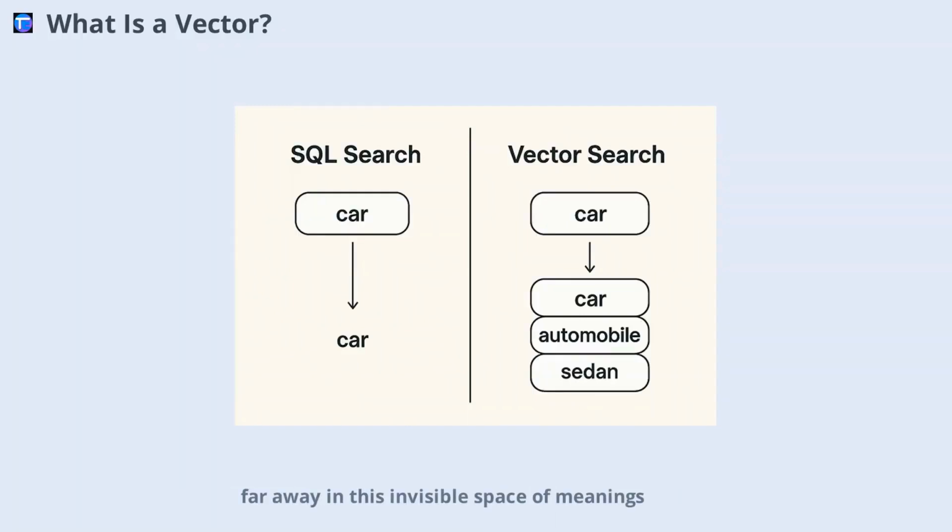On the other hand, car would have a very different vector, far away in this invisible space of meanings. Think of it like cities on a map. Some are close, some are far apart. Vectors help computers understand these relationships.